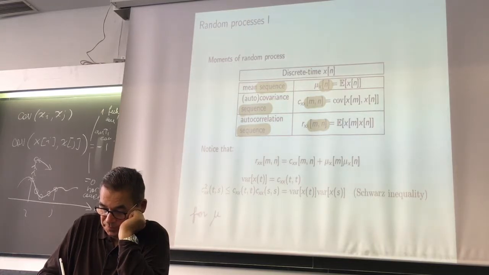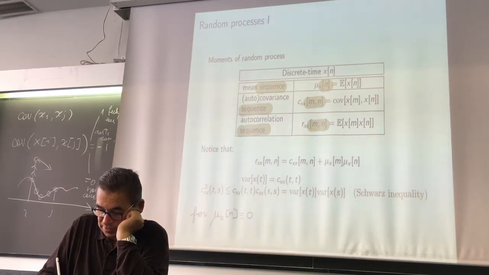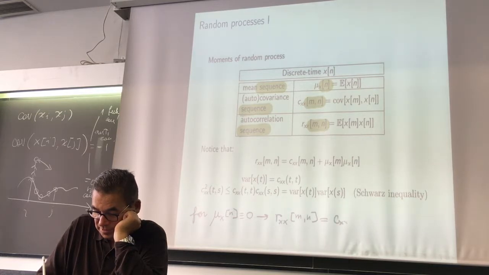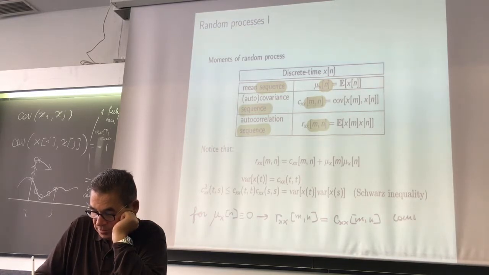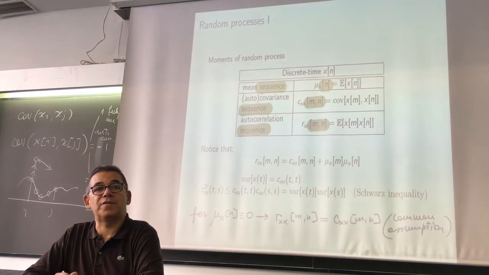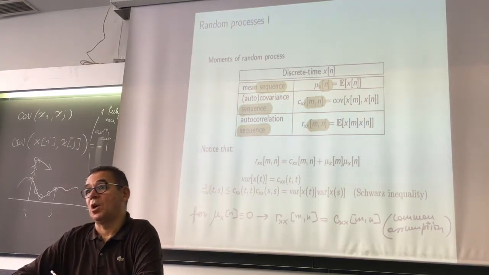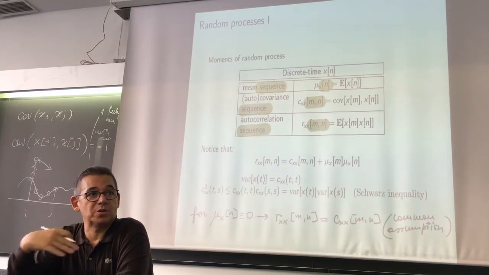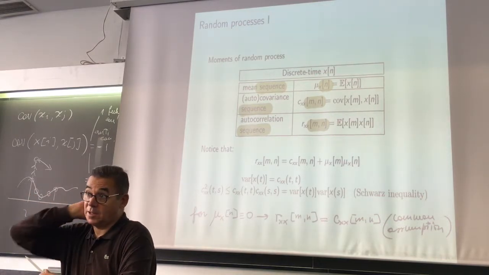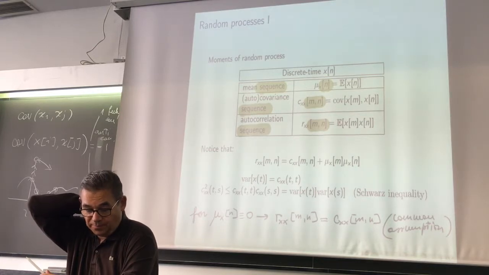So for mu x identically 0, the autocorrelation coincides with the covariance sequence. This is a common assumption. And this justifies the fact that I will use most of the time the correlation sequence, because I'm assuming that the random process is zero mean.